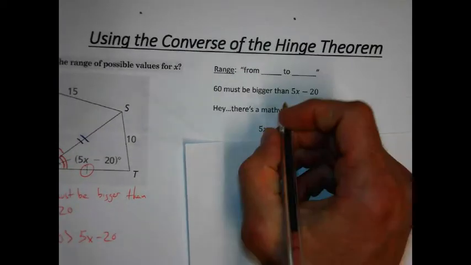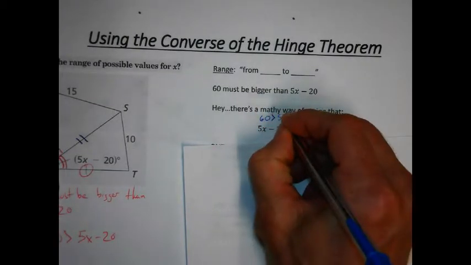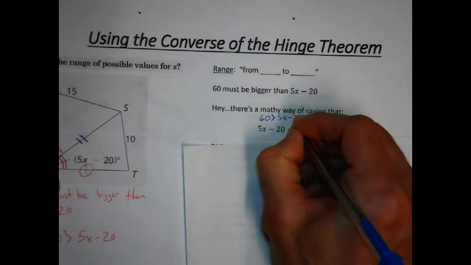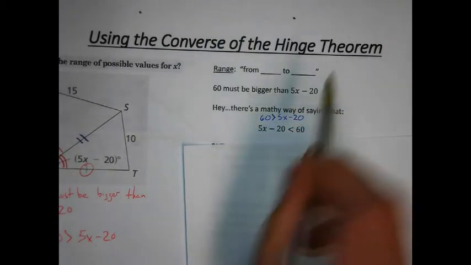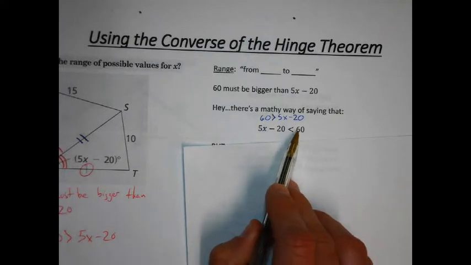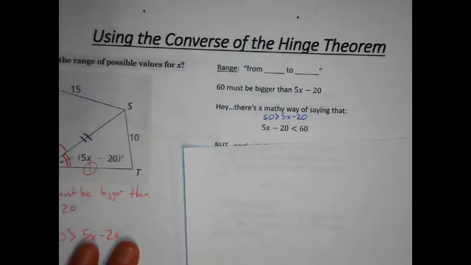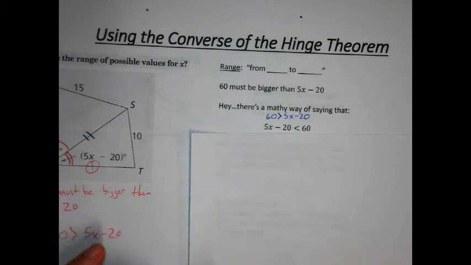Okay, so notice what's happening with the old alligator. 60 is bigger than 5x minus 20. Notice how the alligator is still eating the 60. Yum, yum, yum. And this alligator is still eating the 60. Yum, yum, yum. So either way, there's a mathy way of saying that 60 must be bigger than 5x minus 20. But wait, there's more. We're not done with thinking yet. We have to think. Check this out.